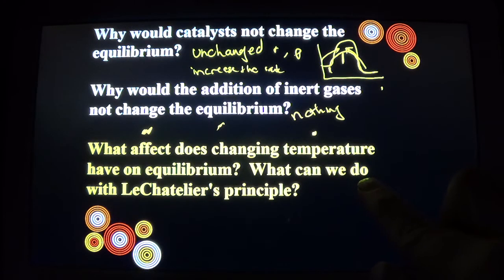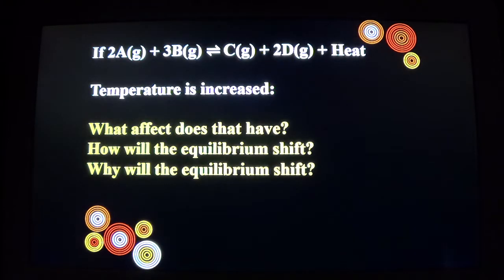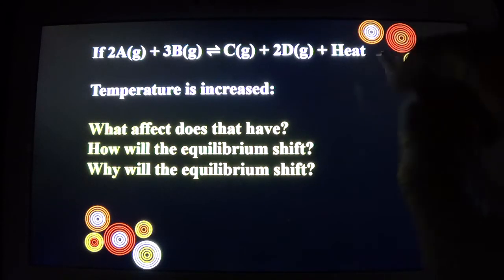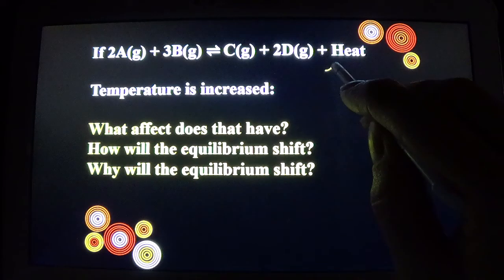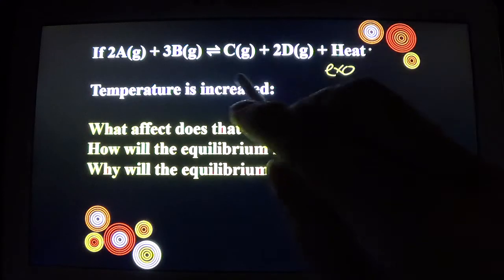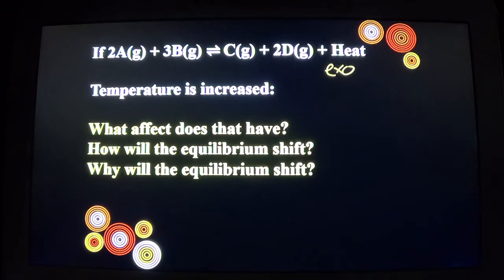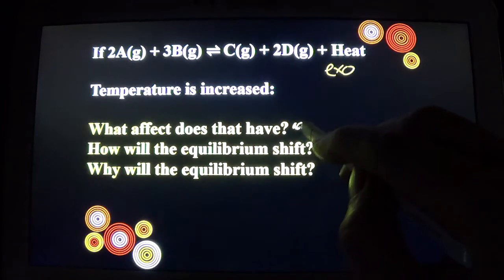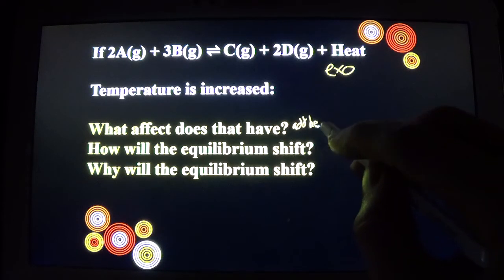So let's do some practice of that. Here's a reaction, and what do you notice? Hopefully you're like, oh, we never had that heat term before. Heat is a product, meaning this reaction is exothermic. Heat will be produced in this reaction. Temperatures increase. I'm making it hot. The reaction doesn't like it. That's like adding more heat. That's exactly what's happening. I am adding heat if I increase temperature.